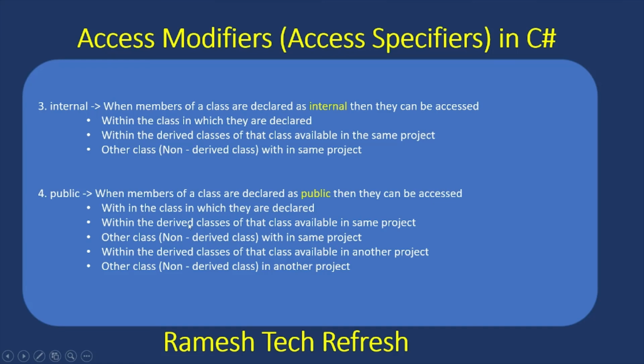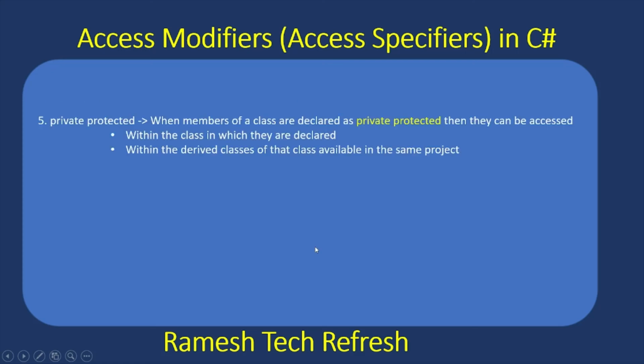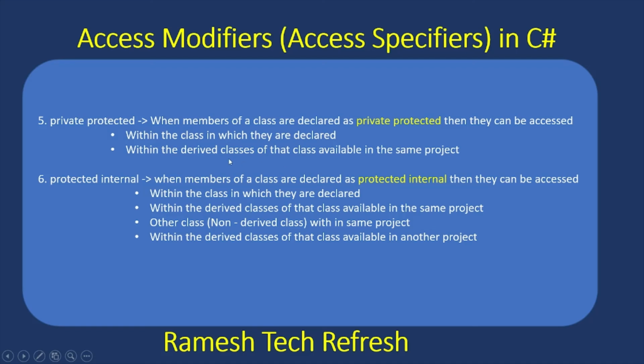Containing class, derived classes of same assembly, non-derived class of same assembly, derived class of different assembly, non-derived class of different assembly. Private protected. Containing class plus derived class of same assembly. Protected internal. Current assembly plus current assembly means containing class, derived class of same assembly, non-derived class of same assembly, and protected derived class of any assembly.